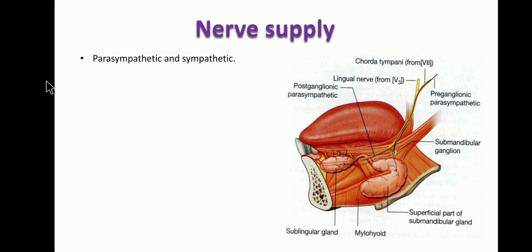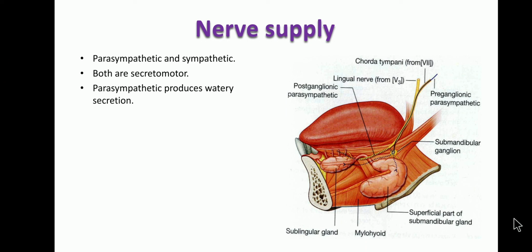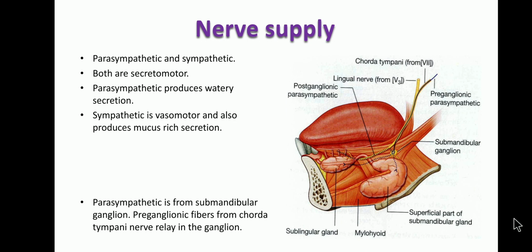That is, parasympathetic will produce watery secretions, whereas sympathetic will produce mucus-like secretions, because the gland itself is a mixed gland, but predominantly serous. But you also have mucous acini, which produce mucous secretions. They are mostly viscous. So both are secretomotor, and apart from that, sympathetic is vasomotor to the blood vessels supplying the gland.